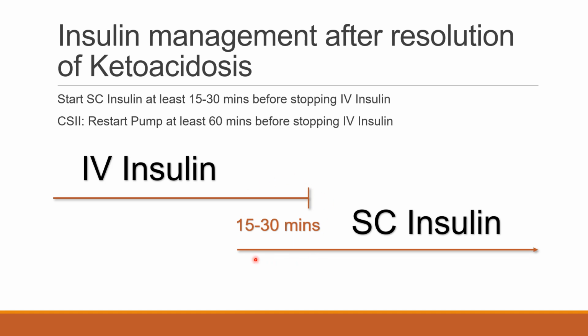This 15 to 30 minute crossover period should be there to ensure that the patient does not go into DKA again. And after this 30-minute overlap period, if the patient's vitals, clinical parameters and lab parameters, everything is normal, you can consider switching off the IV insulin and continuing with the subcutaneous insulin at an appropriate dose. How to start the subcutaneous doses, I'll make a separate video for that. That is an entirely different class.